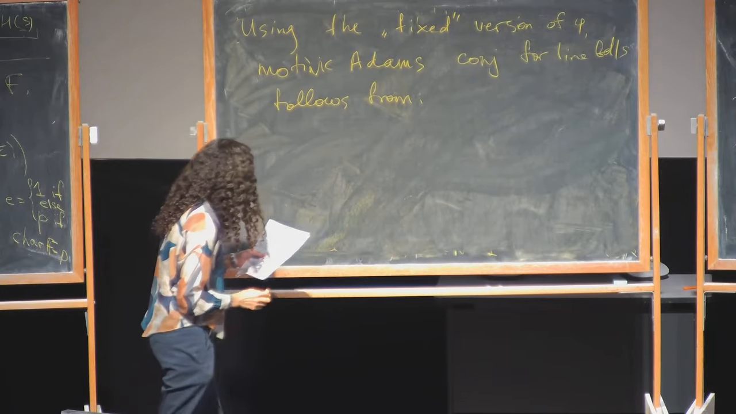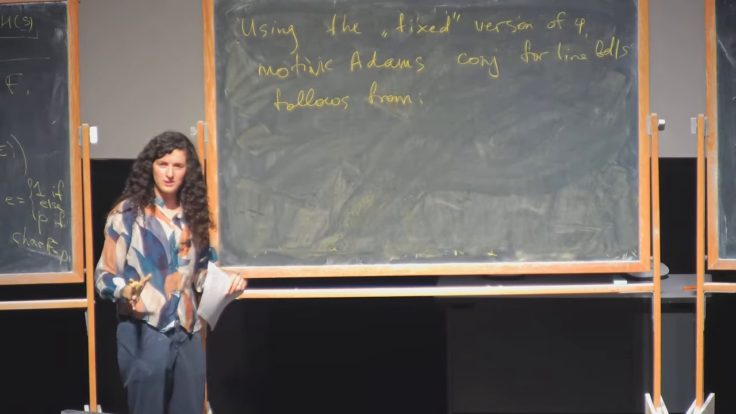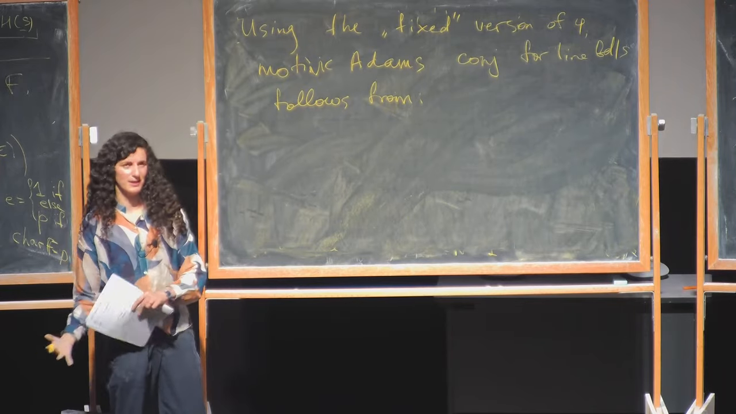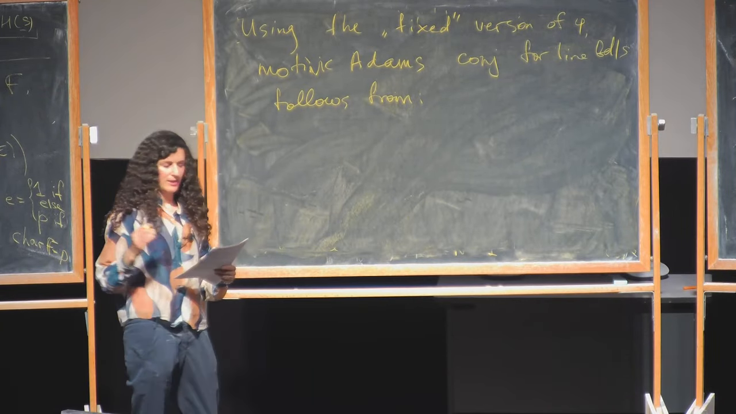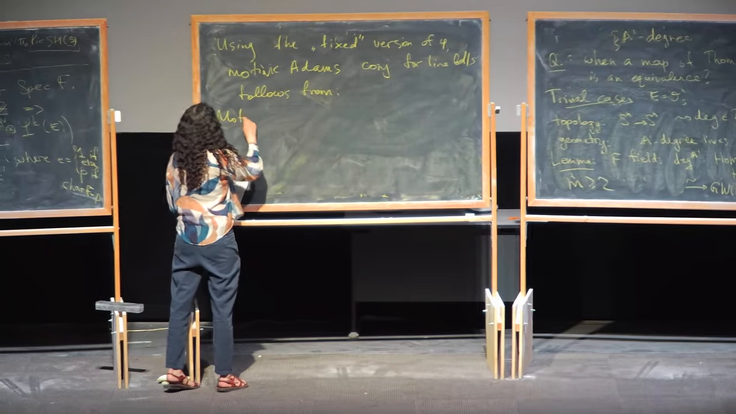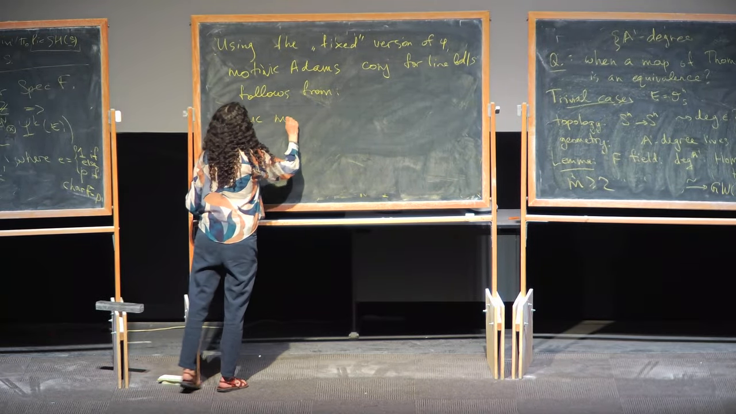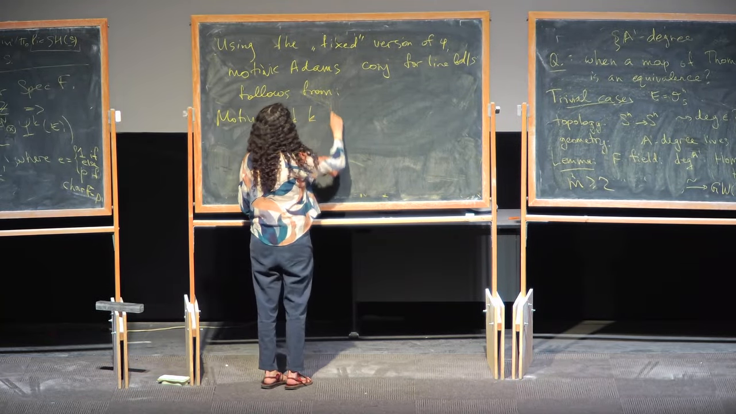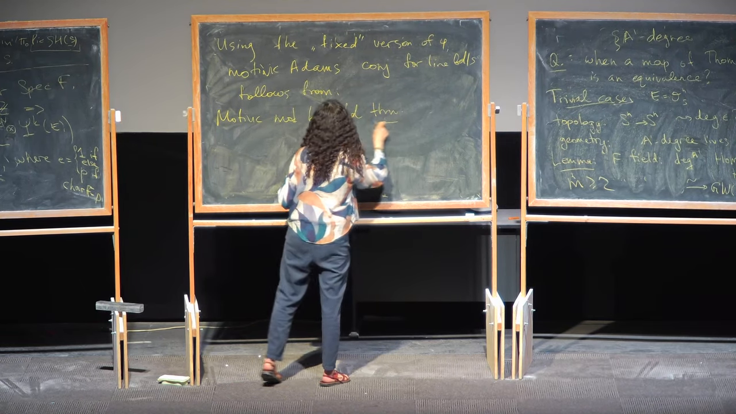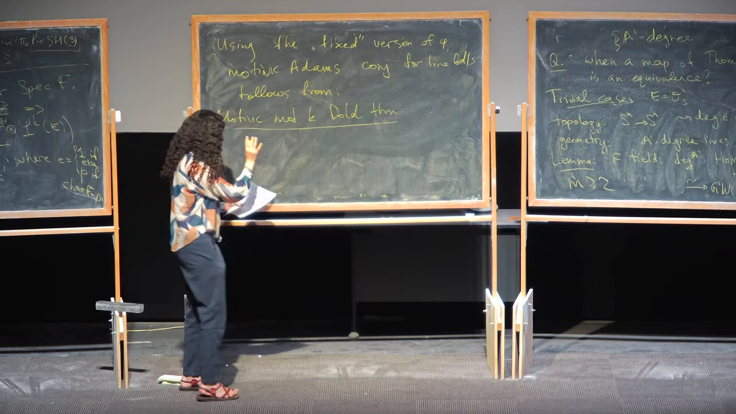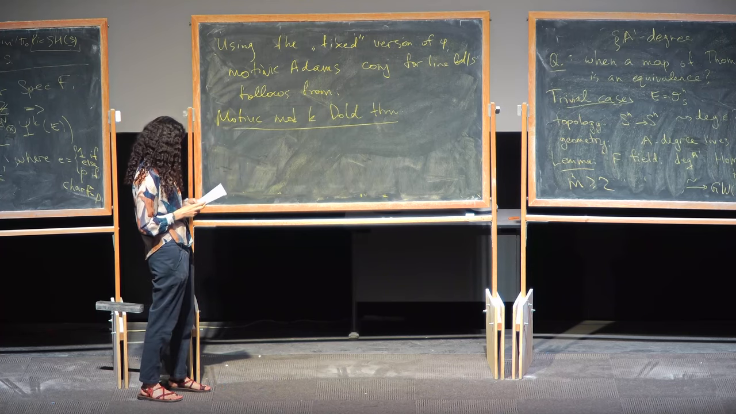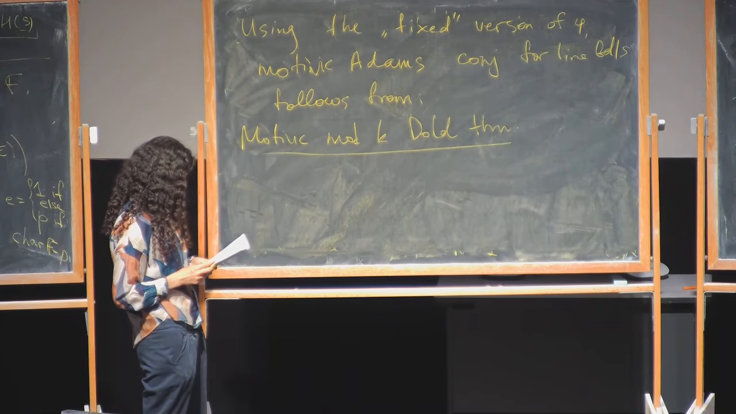And so the statement is, again, a motivic version of a statement in topology, which was used in the proof of the Adams conjecture. So in topology, it's called the mod k dual theorem. And so what we prove is the motivic mod k dual theorem. So this is the last thing that I want to formulate and explain how we do it. Okay, so it's the following statement.